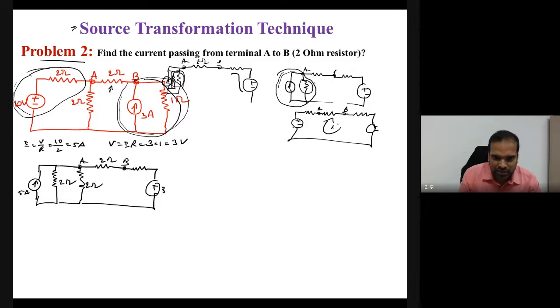So here, this is what? 3 volts. The same resistor is coming here, 1 ohm. Now what happened? These two resistors are connected in parallel. So you know how to find R equivalent, right? 1 by R equivalent equals 1 by 2 plus 1 by 2. So if you find this one, of course you will get what?